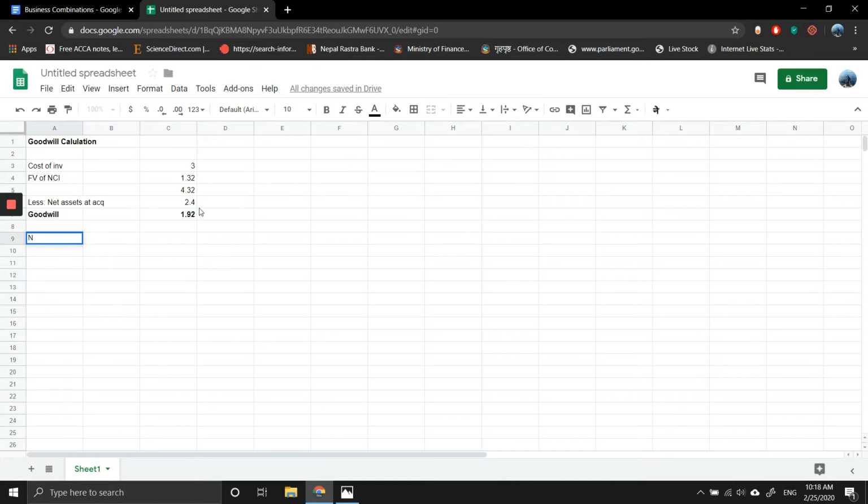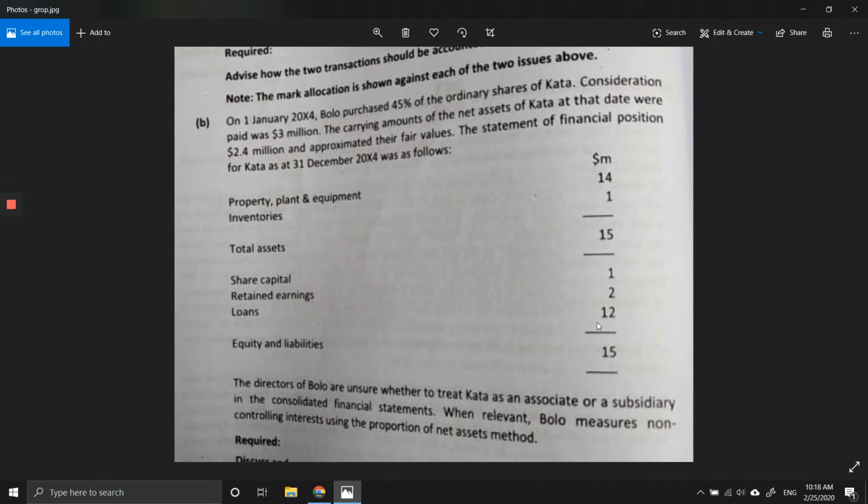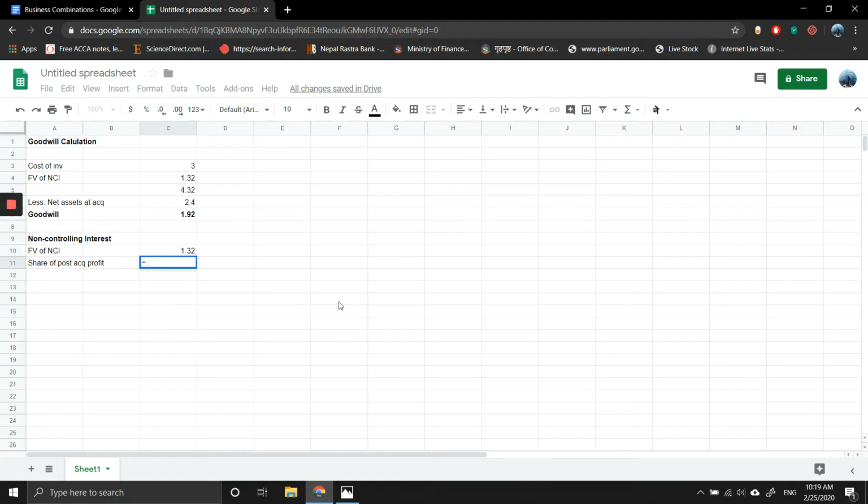The next thing that we need to calculate is non-controlling interest. The value of NCI and the share of post-acquisition profit. The share of post-acquisition profit will be 3 minus 2.4, multiplied by 55%, which is 0.33. So this will give us a non-controlling interest of this much.